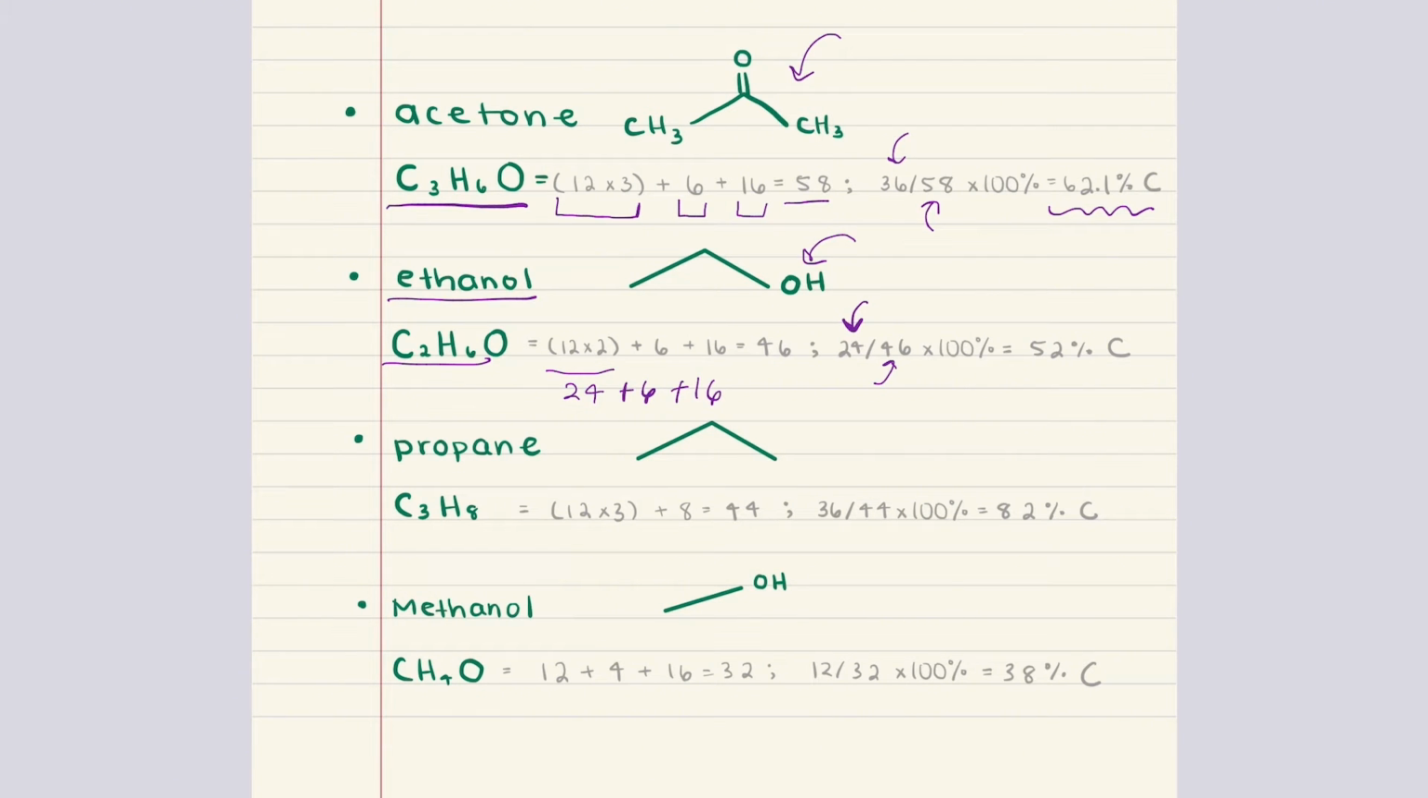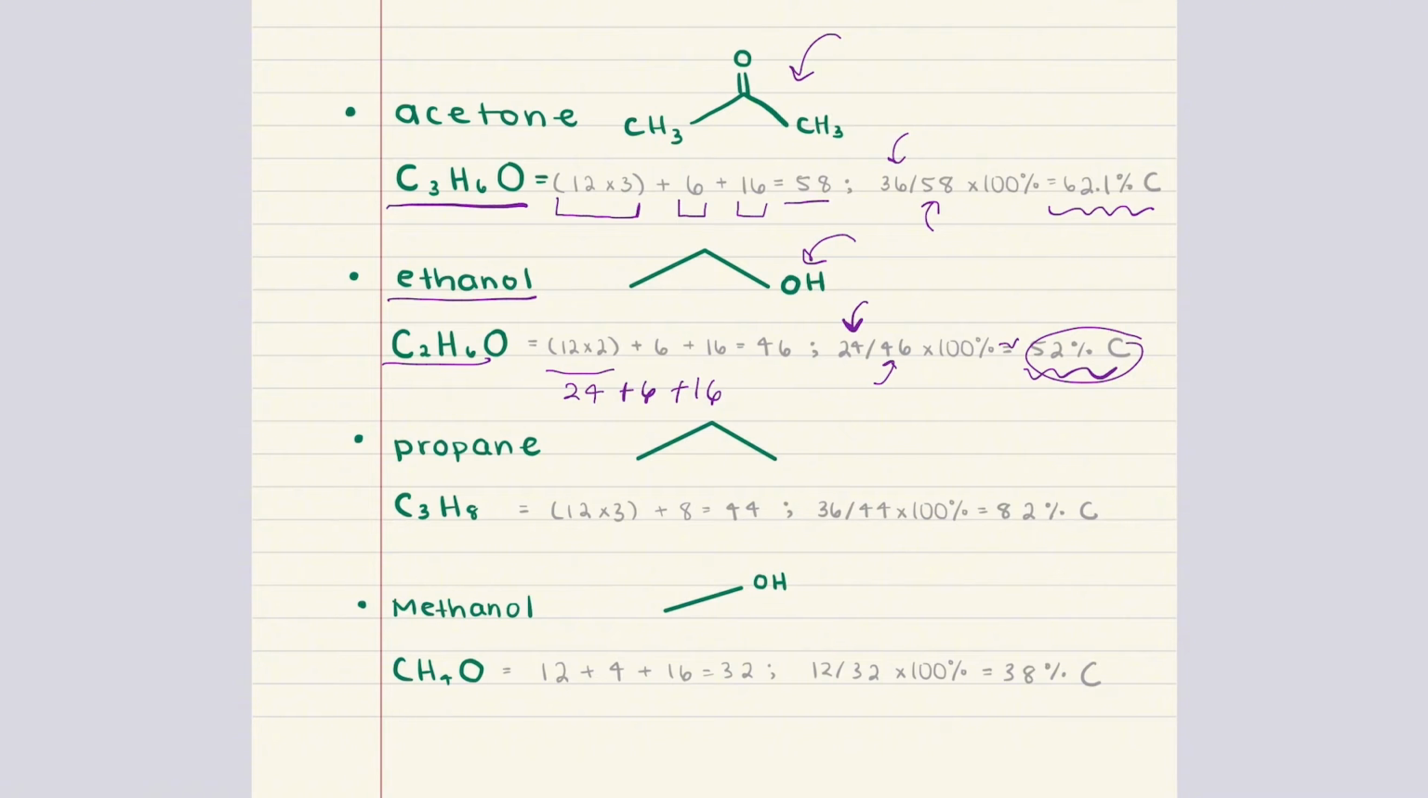We can approximate 24 to about 23. 23 divided by 46 is about 50%. If you put it in the calculator, it's about 52%. That's close enough here. So we have about 50% carbon.